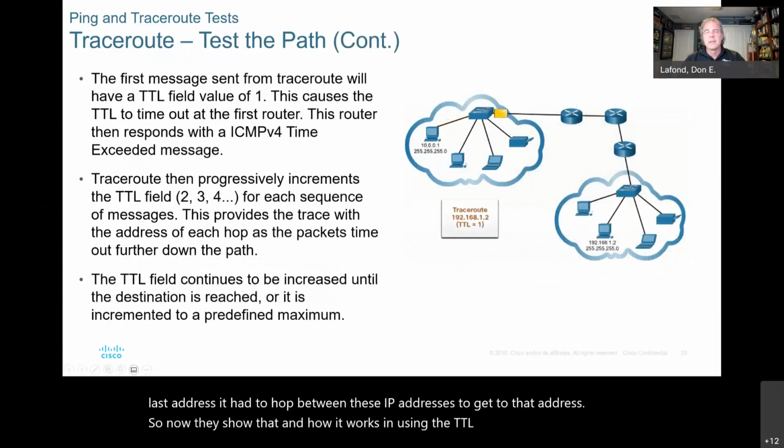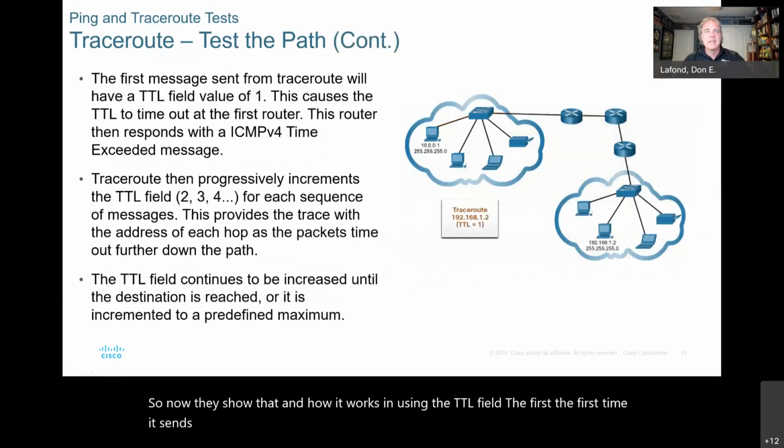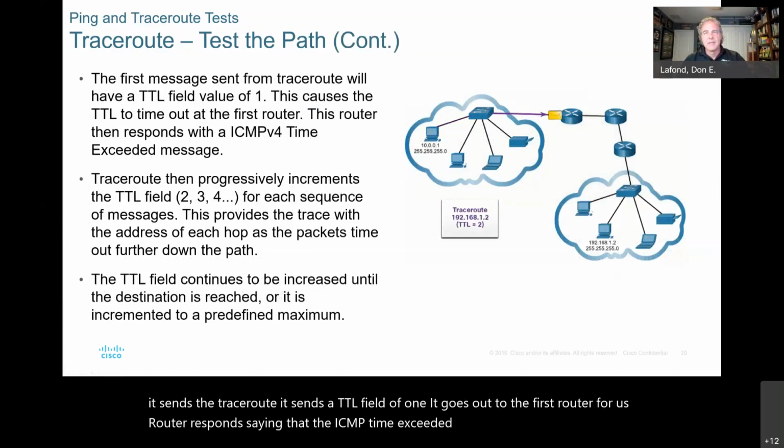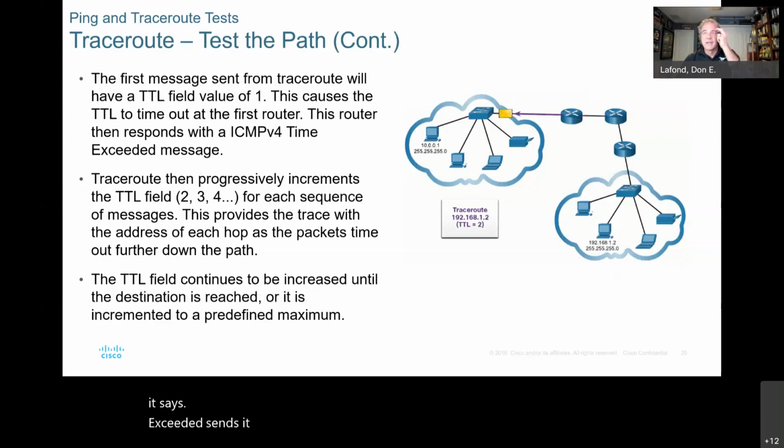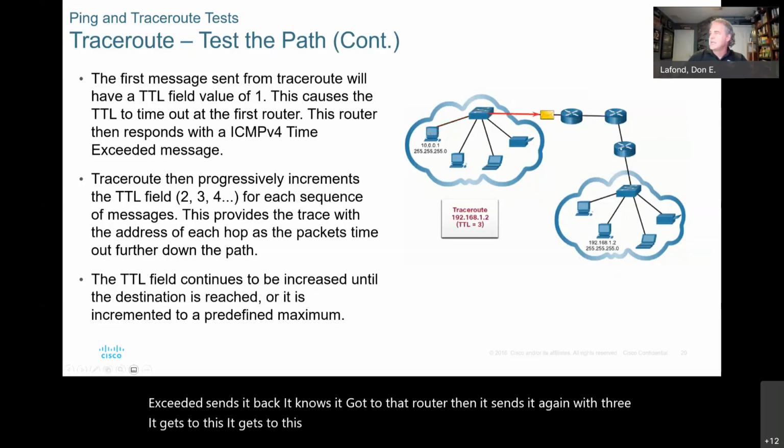The first time it sends the traceroute, it sends a TTL field of 1. It goes out to the first router. First router responds, saying the ICMP time exceeded message. It sends that message back. Then it sets the TTL to 2. The next router does the same thing. It says exceeded, it sends it back. It knows it got to that router. Then it sends it again with 3. It gets to this router with the third TTL, and then that gets sent back saying exceeded.